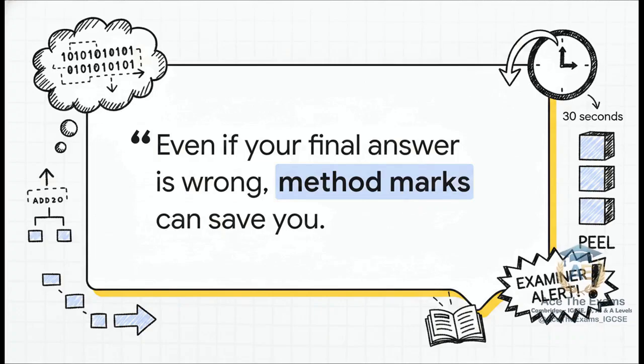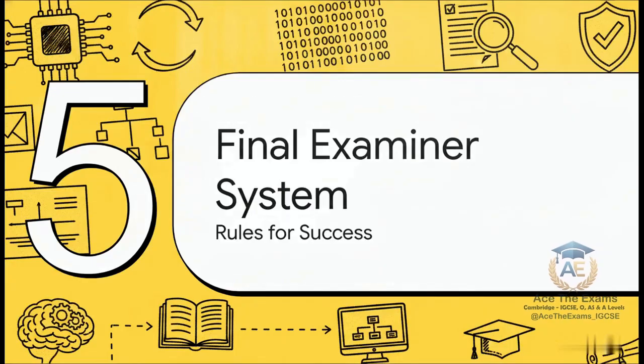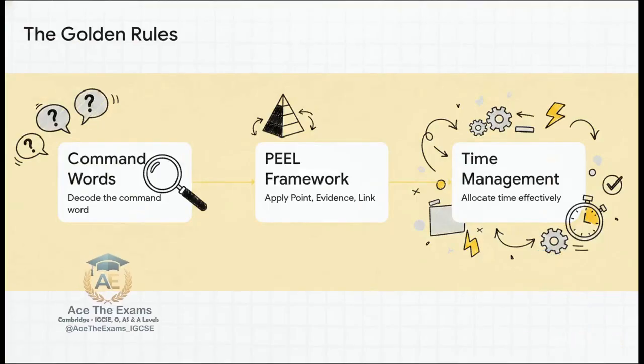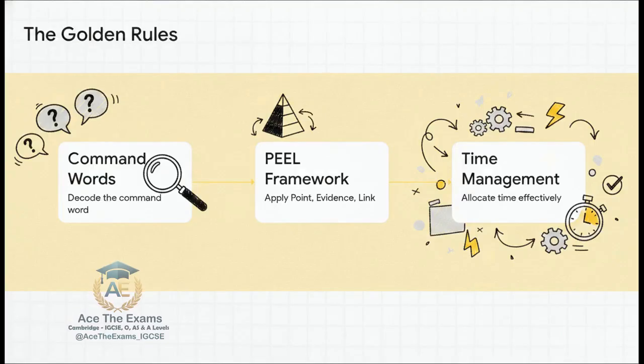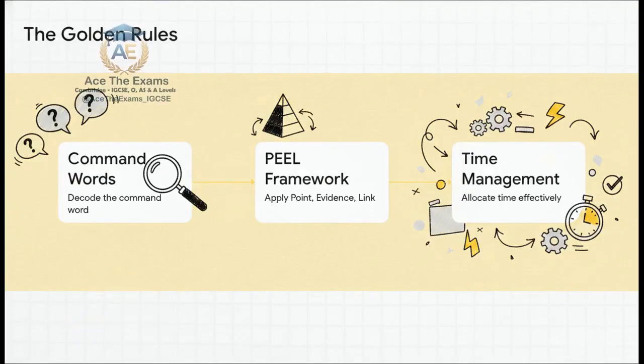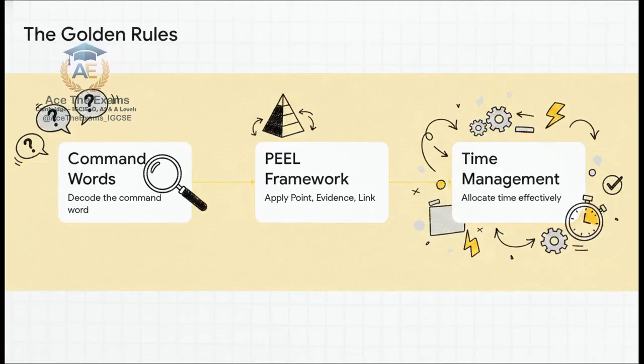Seriously, show your working. We've made it to Act 5, the final system and principal warnings. Let's bring it all together. Here are your 3 golden rules, the ultimate cheat sheet. Rule 1, command word decoding. You should never ever start writing until you know for sure if you are stating, explaining, or evaluating. Rule 2, PEEL framework application. Structure your technical knowledge using point, evidence, explanation, and link. That is going to ensure your analysis is totally airtight.